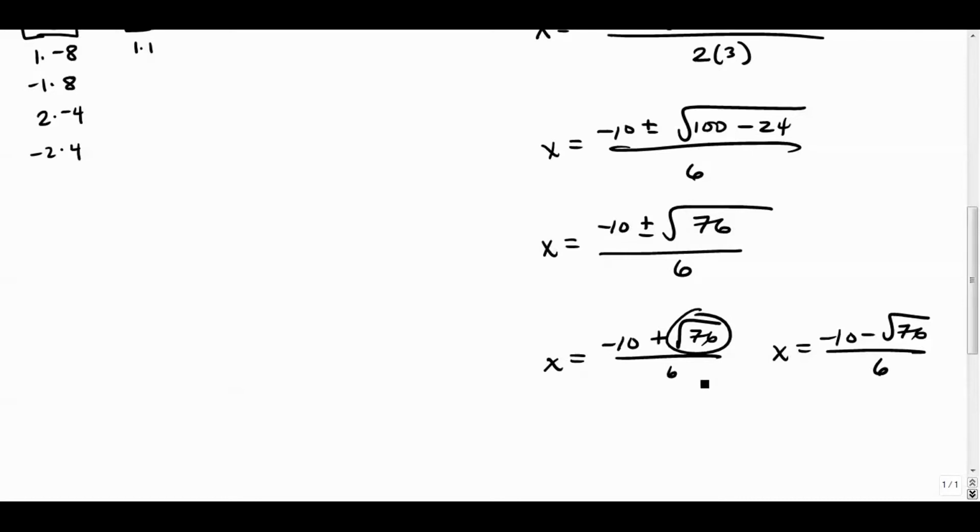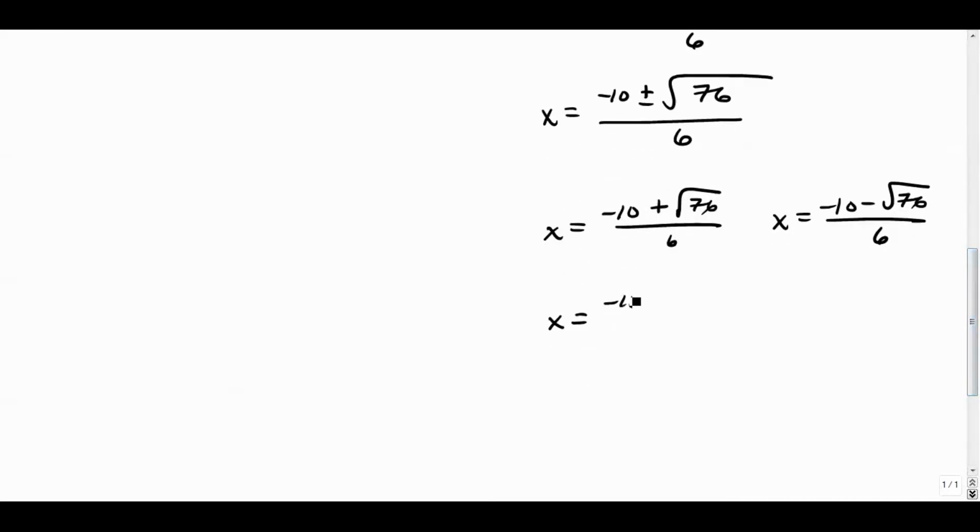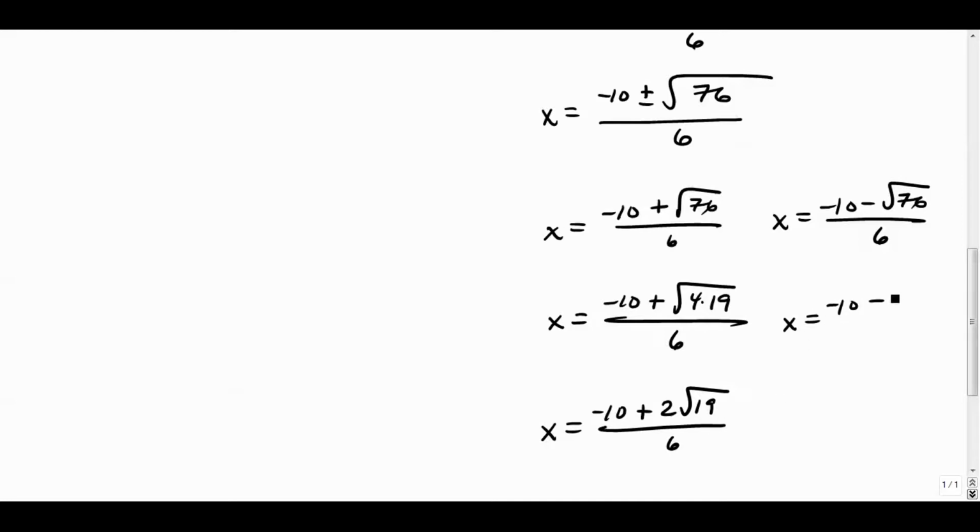And at this point, I'm going to see if 76 has any perfect squares inside of it, and it does. Negative 10 plus, let's see, 76 is 4 times 19, 40 plus 36, yeah. So 4 is a perfect square, so I'd take that out, plus 2 radical 19 over 6. So I've got two branches going here. You got negative 10 minus 2 radical 19 over 6. So I'm going to simplify this.